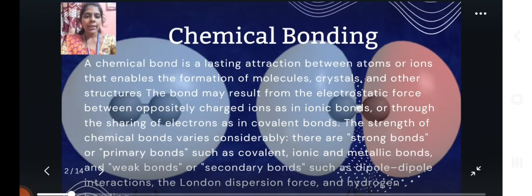Chemical bonding. A chemical bond is a lasting attraction between atoms or ions that enables the formation of molecules, crystals, and other structures. The bond may result from the electrostatic force between oppositely charged ions, as in ionic bonds, or through the sharing of electrons, as in covalent bonds. The strength of chemical bonds varies considerably. There are strong bonds or primary bonds, such as covalent, ionic, and metallic bonds, and weak bonds or secondary bonds, such as dipole-dipole interaction, the London dispersion force, and hydrogen bonding.